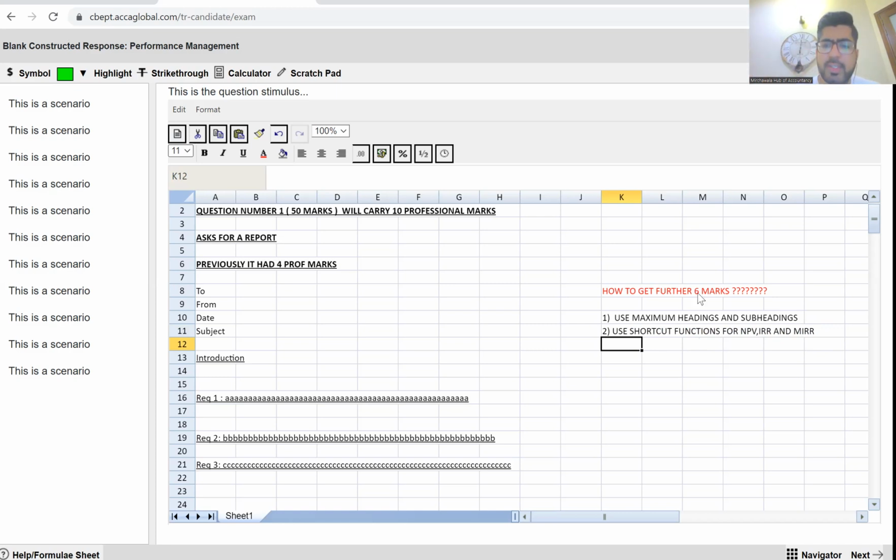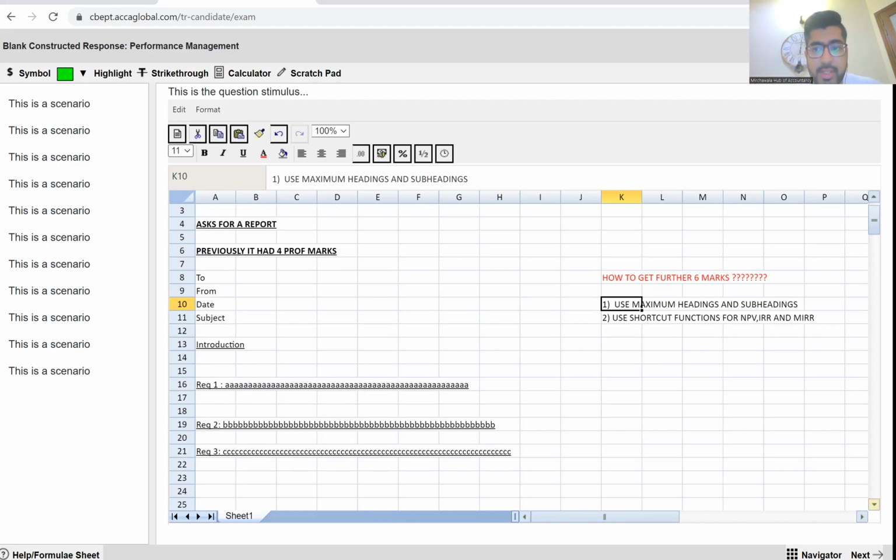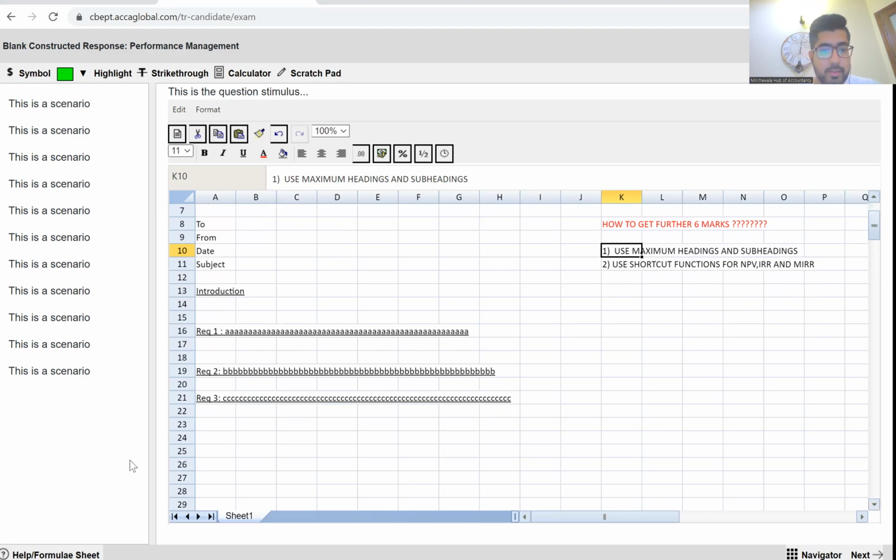Now, I don't think I need to teach you point number 1, use maximum headings and subheadings. You can use as many headings and subheadings as you want. I will be teaching you here the shortcut functions for NPV, IRR, and MIRR. So this is my core agenda: shortcut functions for NPV, IRR, and MIRR.